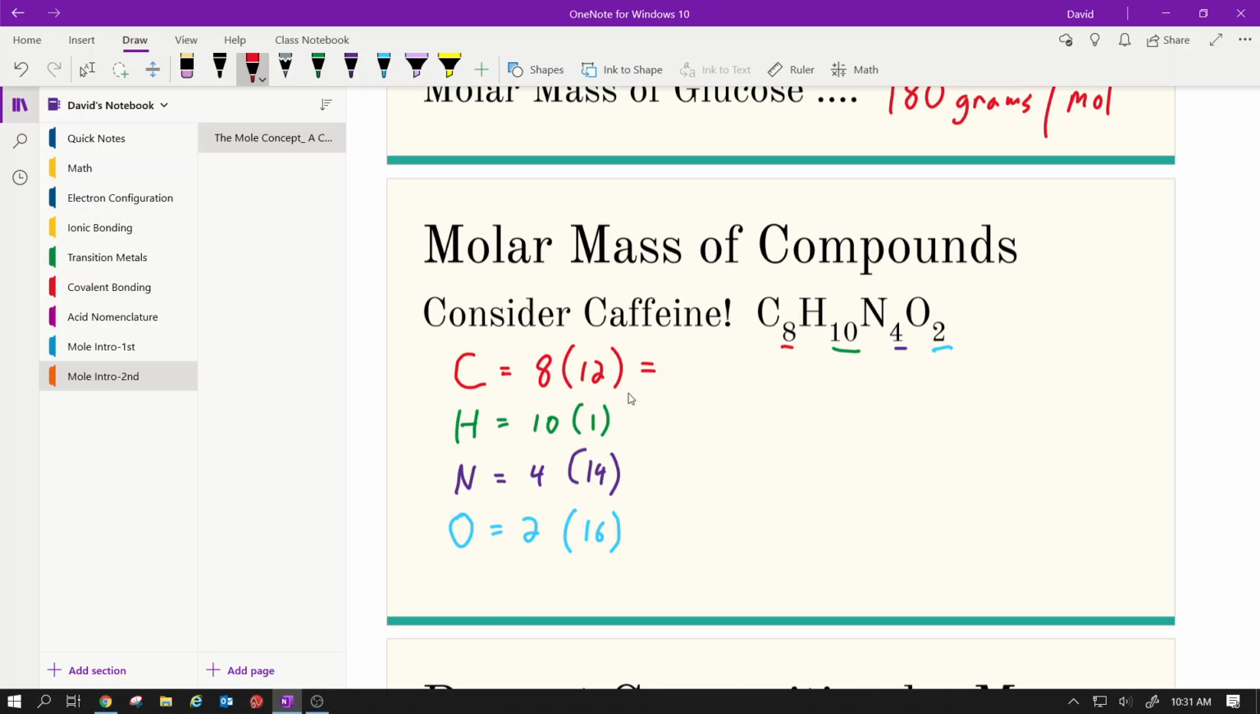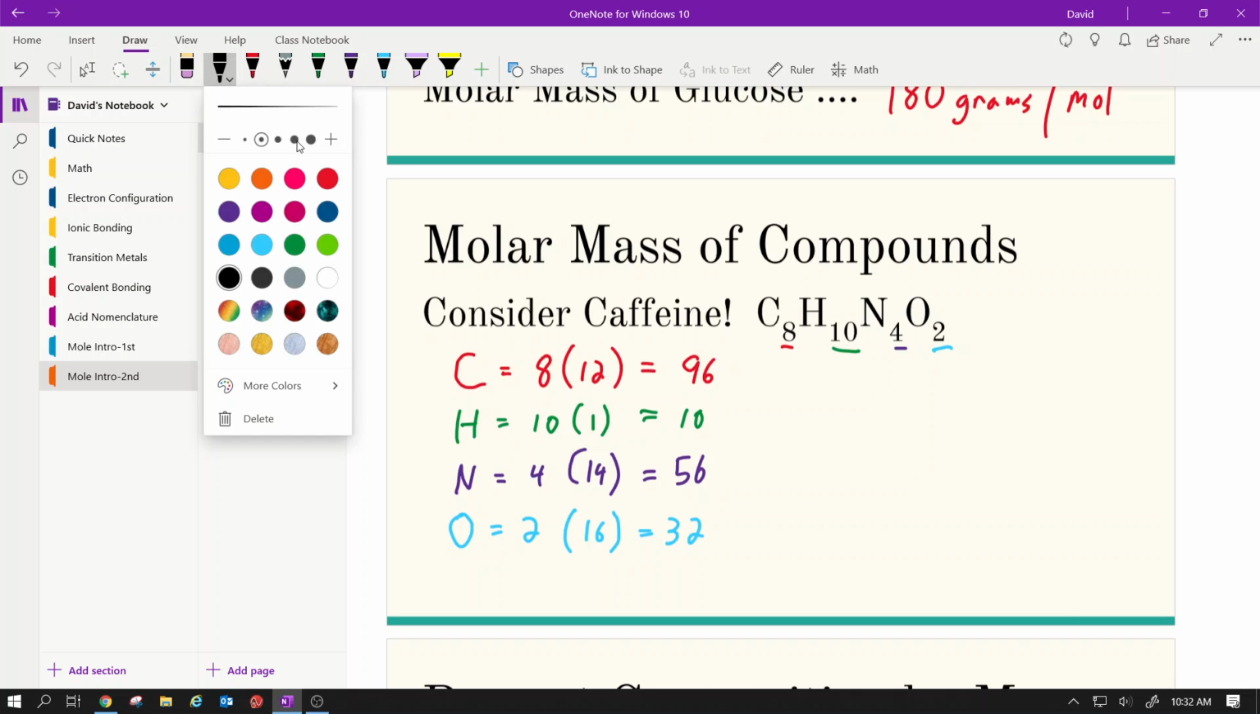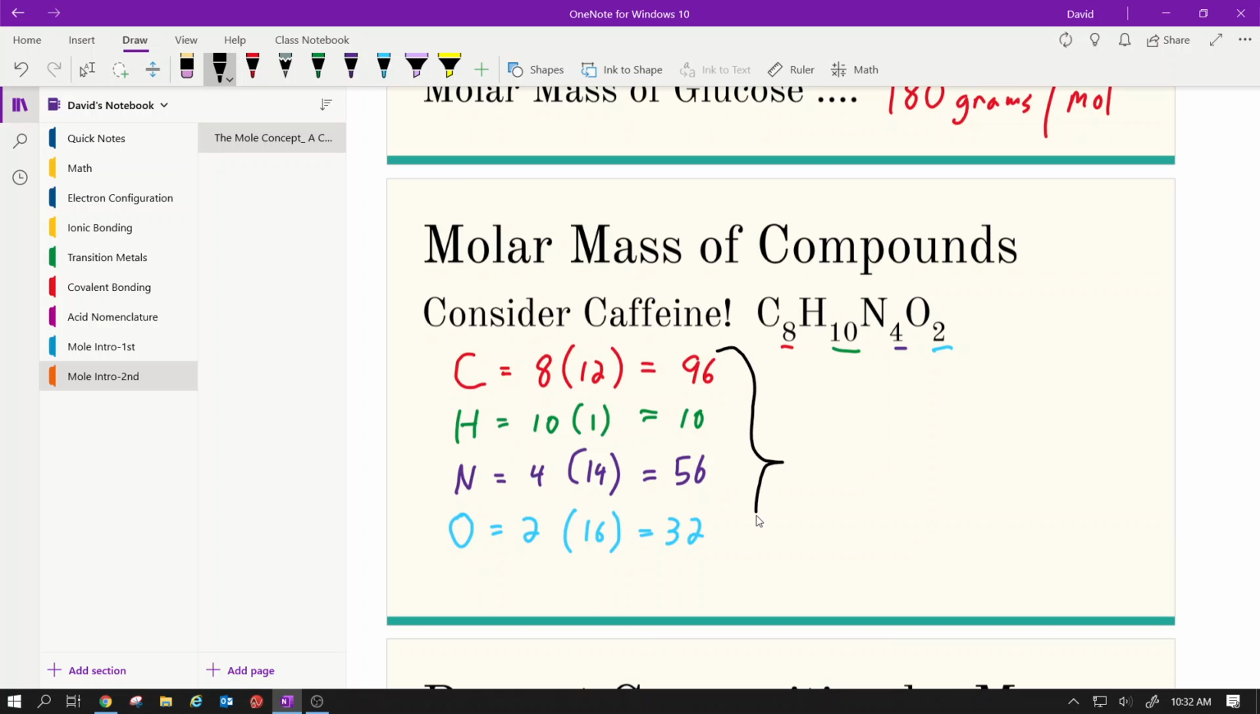So everybody do the math and add that up. Let's see, that's 96. Ooh, 10 times 1. Carry the 1. Okay, there we go. 4 times 14 is 56. This is going to be 32, and the grand total of them all is 194 grams per mole. Excellent, excellent. Very good job. All right, 194 grams per mole.